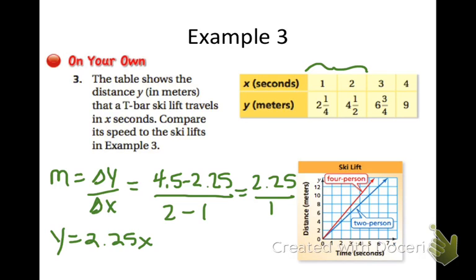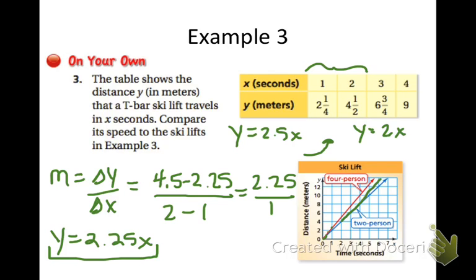If we remember, the 4-person was y is equal to 2.5x. The 2-person is y is equal to 2x. So this equation, in terms of speed, would be somewhere in the middle of the two. So its graph would also fall somewhere in the middle here. So it would be slower than the 4-person, but faster than the 2-person.